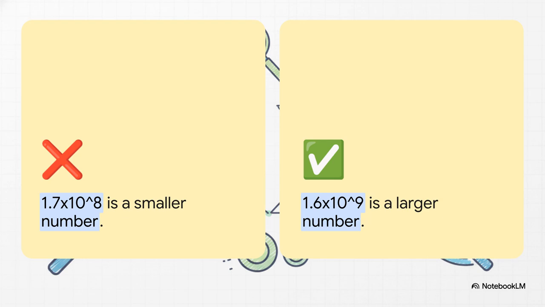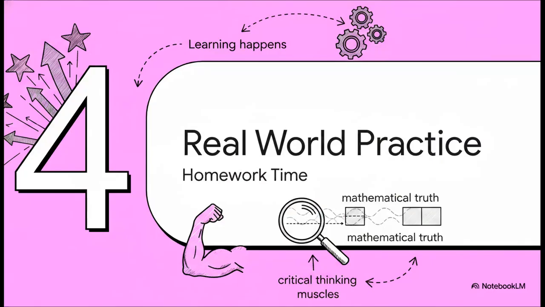We have an 8 versus a 9. That exponent 9 tells the true undeniable story here. 1.6 times 10 to the 9th is greater. It is an entire order of magnitude larger, literally 10 times bigger than the other number, regardless of what those front decimals are doing. Moving right along to Section 4, Real-World Practice Skills.